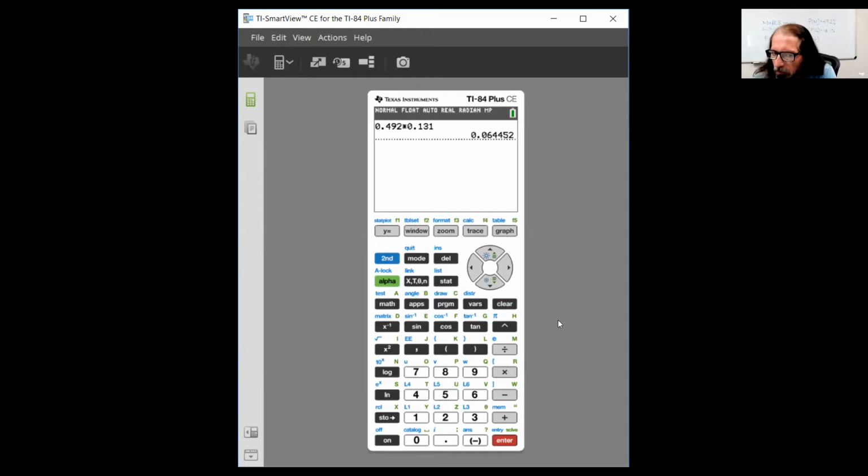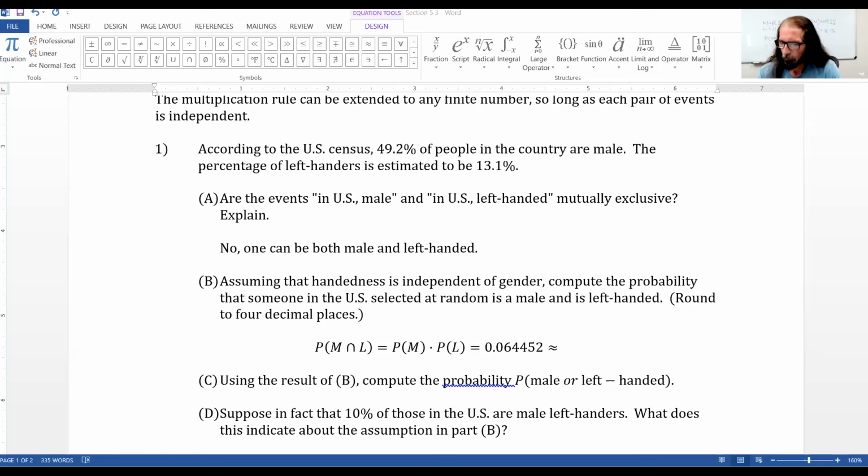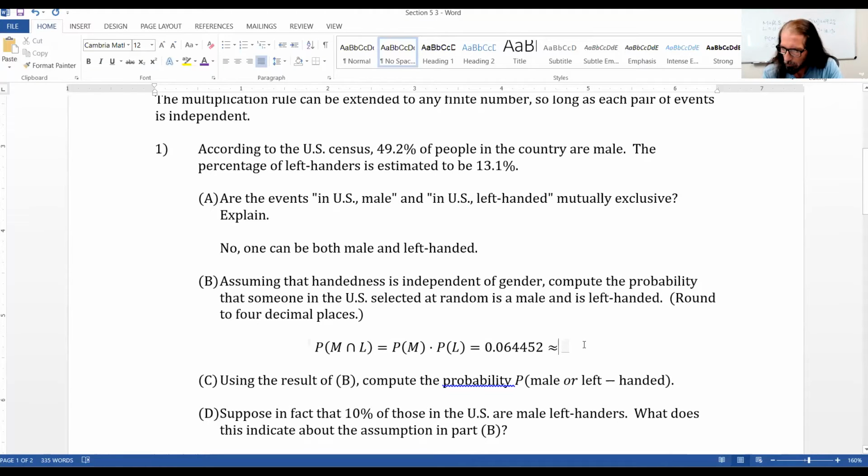and rounding that to 4 places, we've got in the 4th place a 4, which is followed by 5. So that 4 is going to be rounded up to 0.0645. 4 places, that was 0.0645.